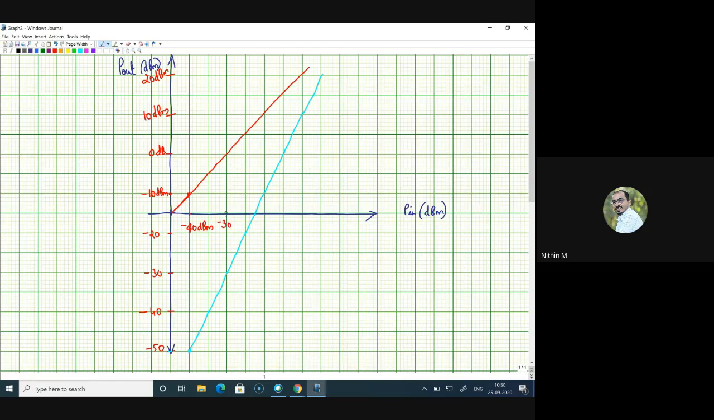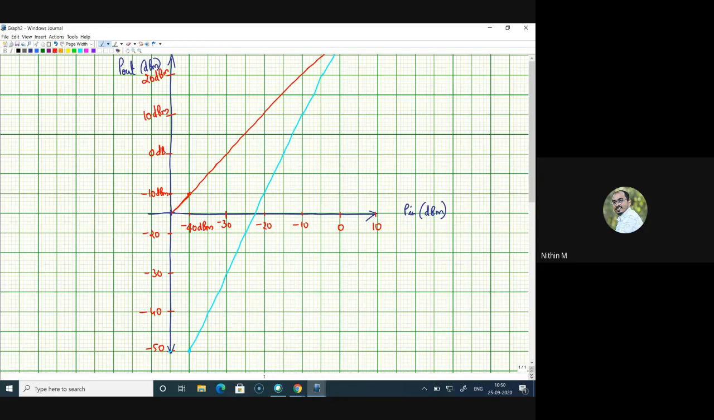This is minus 30. This is minus 20. This is minus 10. And this is 0. And this is 10, like that. So I should have drawn with a reduced scale. I don't know. So if you draw this, this will go with this slope.